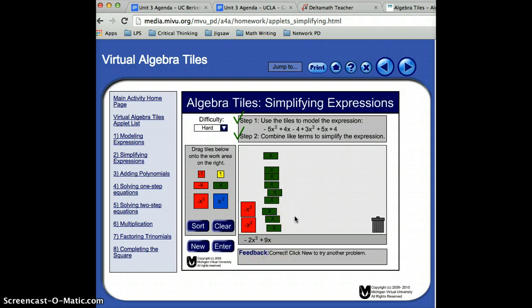So your job over the next 20 minutes, 25 minutes is to play around with this, change the difficulty, try a bunch of different problems. Feel free to ask your TAs for help if you need it. Good luck.